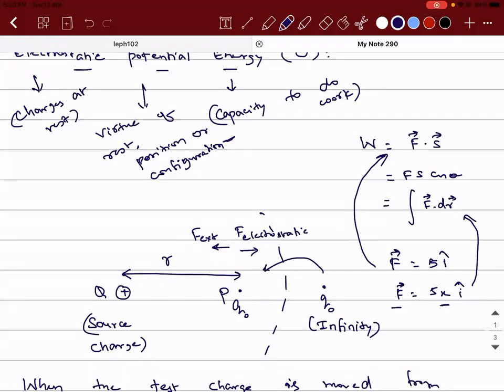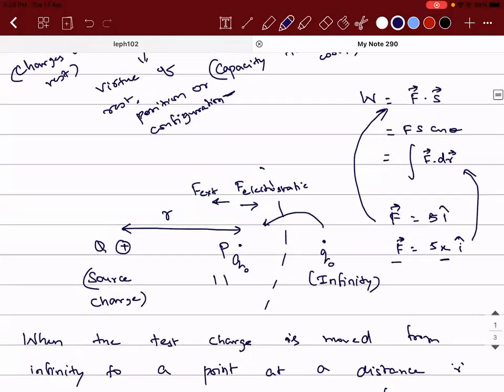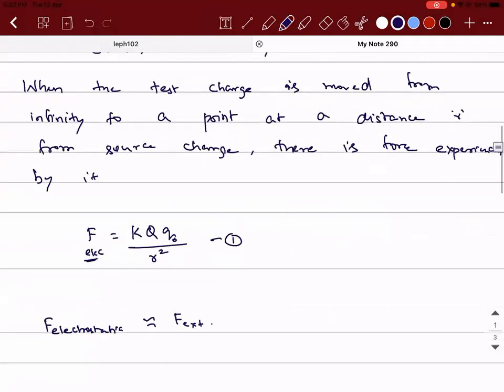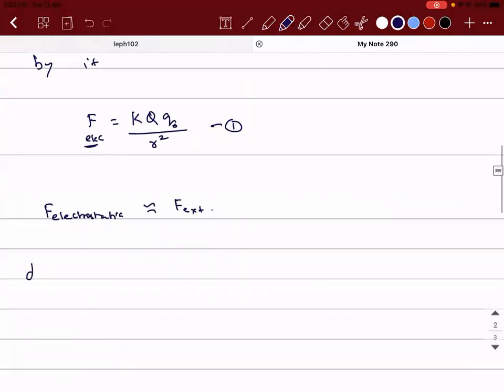Tomorrow when you're reading, you will get a doubt: if the external force and electrostatic force are the same, how is the charge even moving? It cannot move, right? So what are we trying to do? This external force is causing a displacement by a small distance dr towards the source charge. When you do this, can I write the small amount of work done by the external force is equal to F vector dot dr vector?